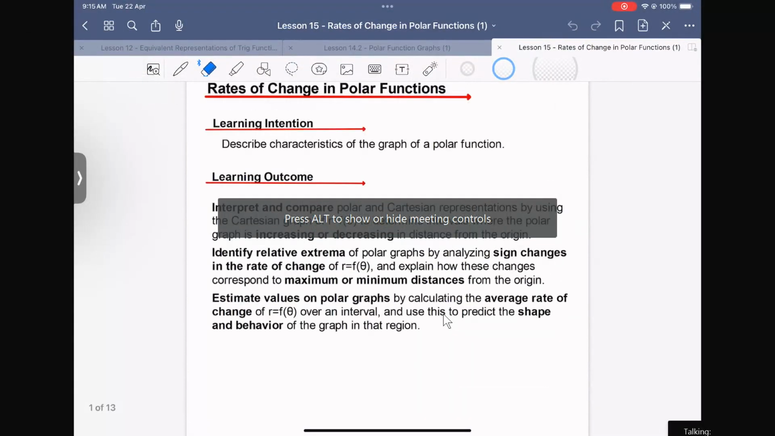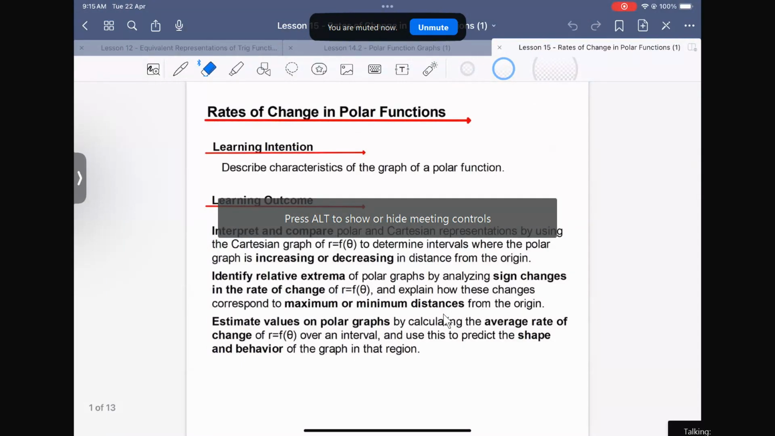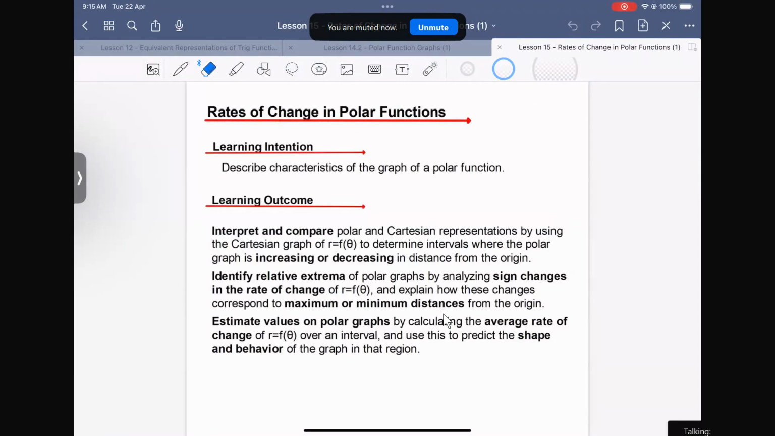Okay, so today we're going to be looking at rates of change in polar functions. On this one, it's important for us to be able to compare how the function looks in a Cartesian graph to how it's going to look in the polar graph. In particular, we're looking to see when the polar graph is increasing or decreasing in distance from the origin.